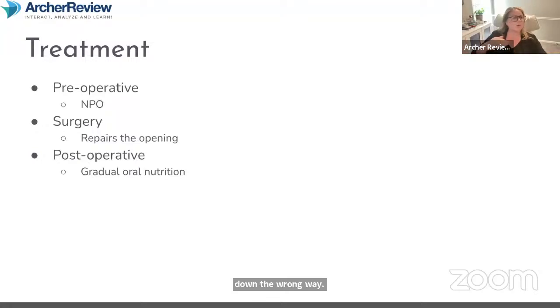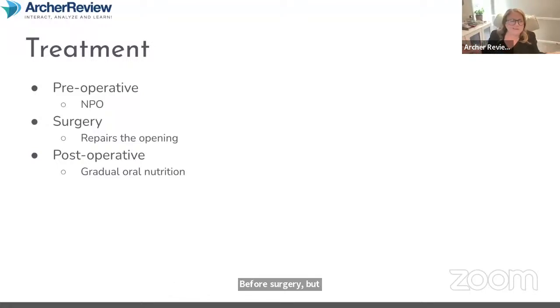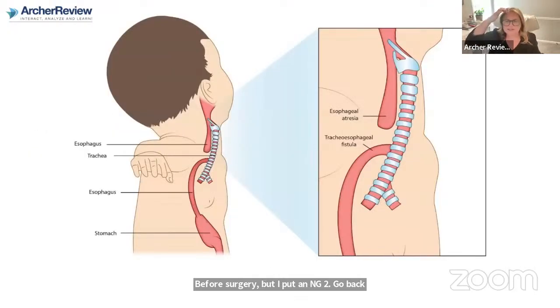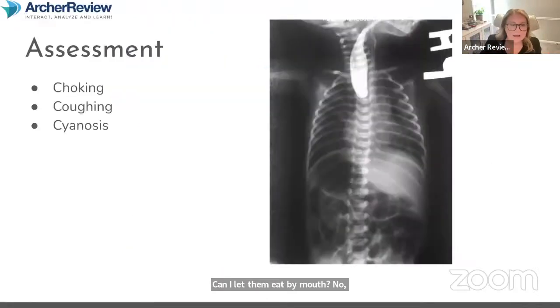The surgery will repair all that anatomy, and then post-operatively we'll work on nutrition. Because think about it, how are we feeding this baby before surgery? Could I put an NG tube? Go back and look at the anatomy. Can I put a tube down their nose and into their belly? Can I let them eat by mouth? No, I cannot do any of that. Remember, if they have food go down, it's choking, coughing, and cyanosis.